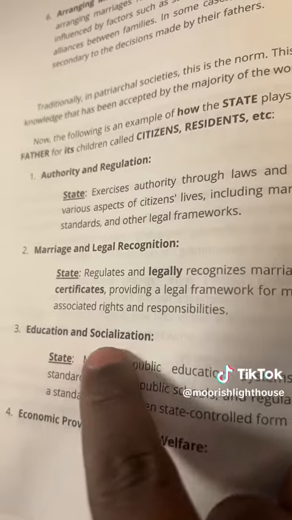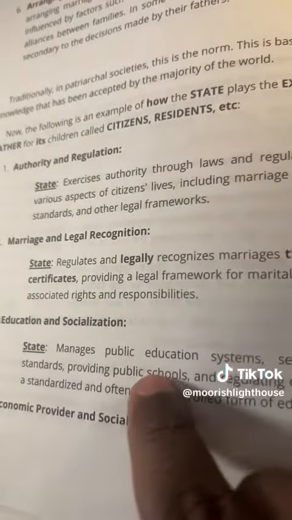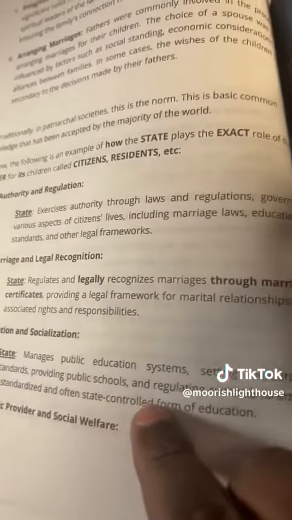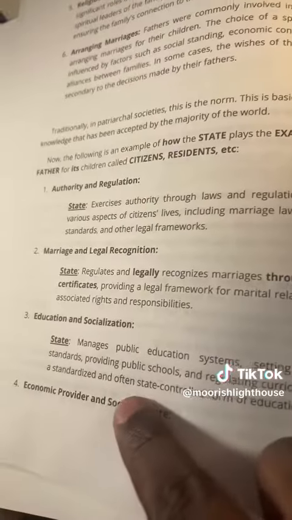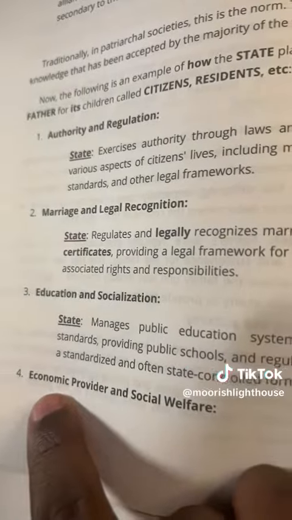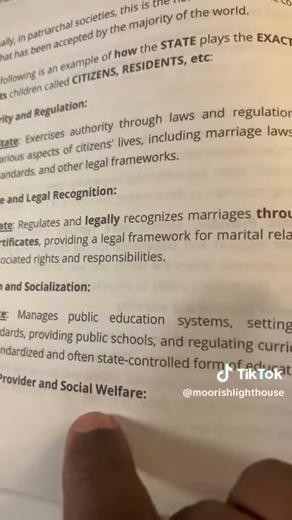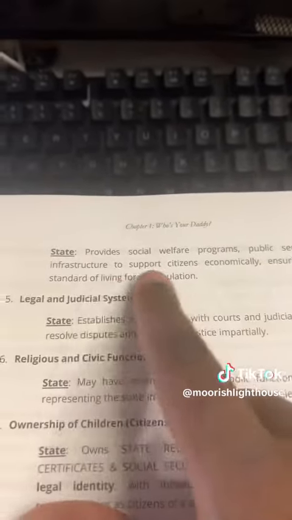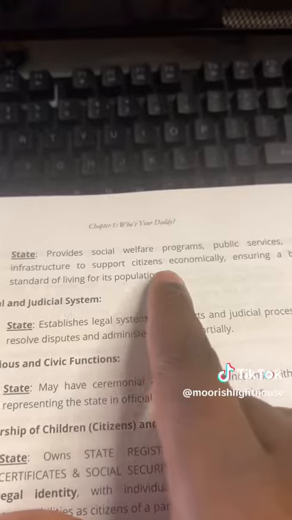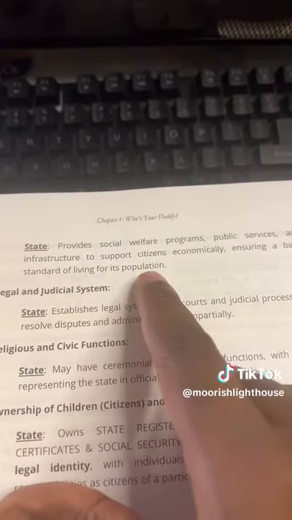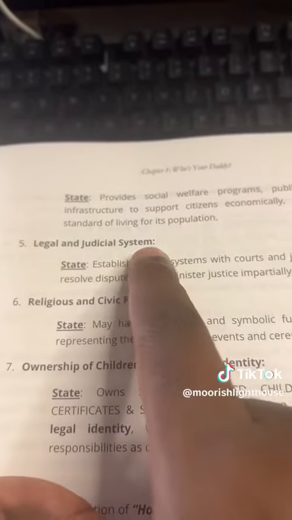3. Education and socialization. The state manages public educational systems, setting educational standards, providing public schools, and regulating curricula to ensure a standardized and often state-controlled form of education. 4 is economic provider and social welfare. The state provides social welfare programs, public services, and infrastructure to support citizens economically, ensuring a basic standard of living for its population. 5 is legal and judicial system.